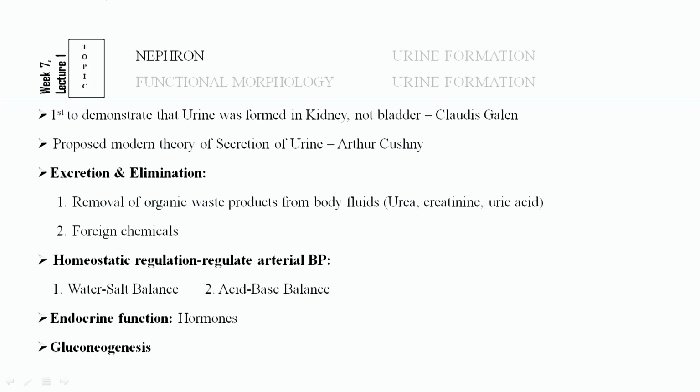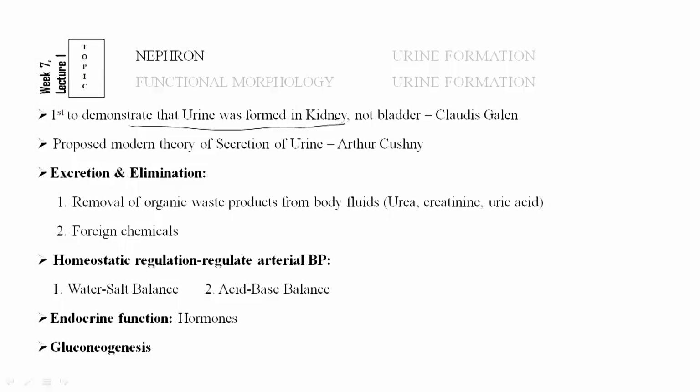So, Claudius Galen was the first scientist who demonstrated that urine was formed in the kidney, not the bladder. Before, it was thought that urine was formed in the bladder and not by the kidney. Later, Arthur Cushney, another important scientist in renal physiology, proposed the modern theory of the secretion of urine, which we will see in the upcoming slides.